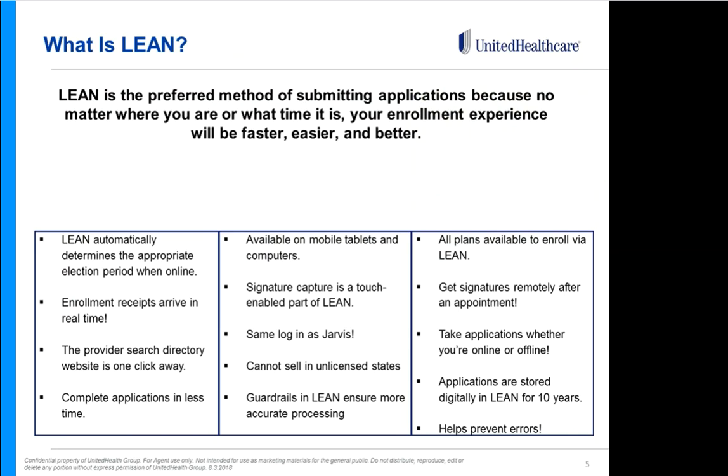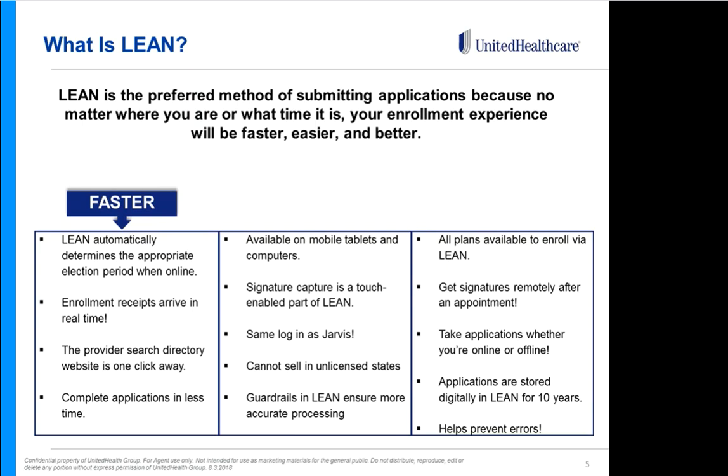LEAN is designed to make your enrollment experience faster, easier, and better no matter where you are or what time it is. LEAN helps you enroll your members faster because election periods are determined automatically when you're online. Electronic enrollment means your consumer gets their enrollment receipt in real time, and if you're online, the provider search directory website is one click away.